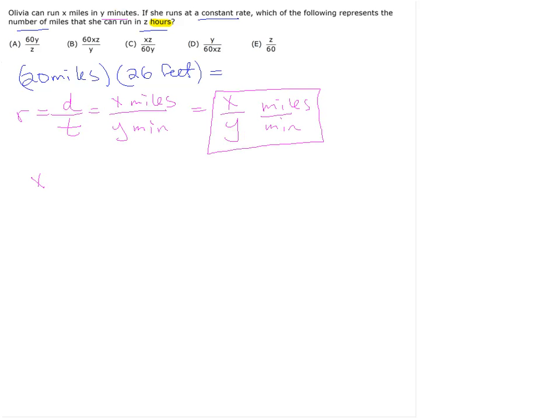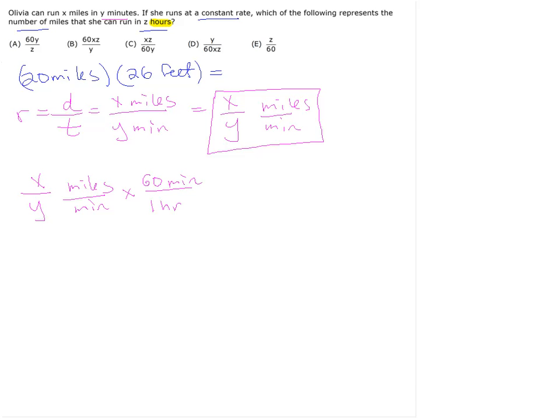So what we do to make a unit conversion is we start with the unit we have in question, which is X over Y miles per minute, and we multiply by the conversion factor. Now, the conversion factor is the known fact that it's true that 60 minutes is the same thing as 1 hour.